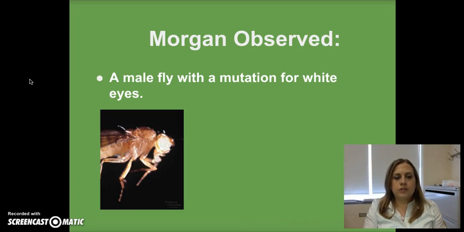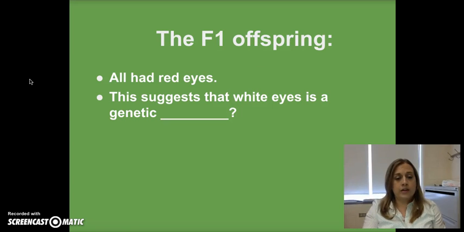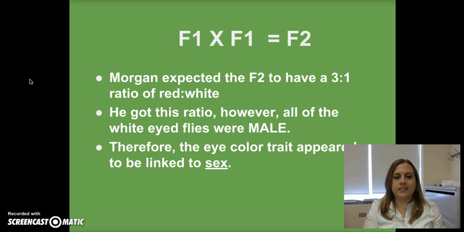So Morgan observed that a male fruit fly had a mutation for white eyes, and so he crossed that white-eyed male with a normal red-eyed female, and the F1 offspring all had red eyes. So based on what you guys have learned so far, what type of eyes do you think white eyes are? Is it dominant? Is it recessive? It is recessive. All right.